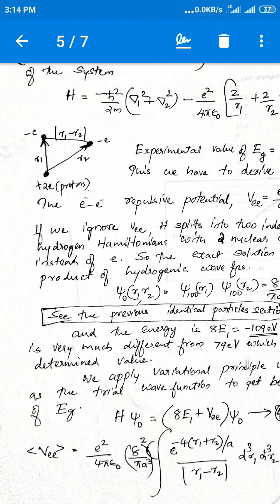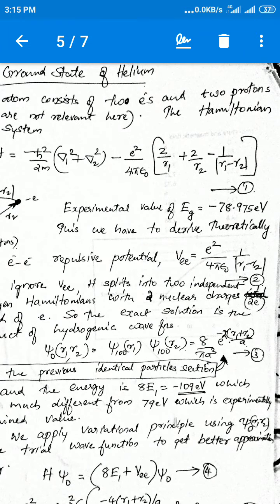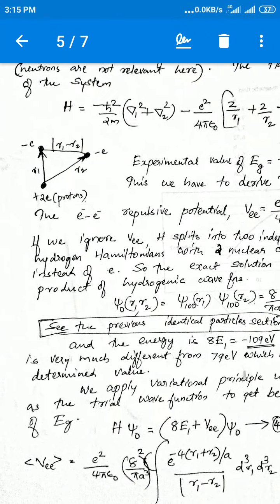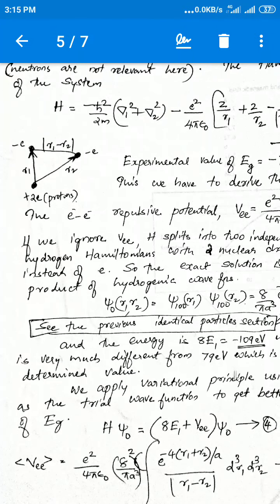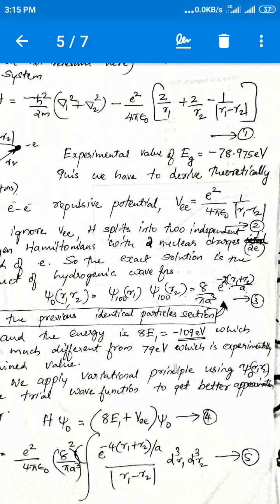We already found out the other term, E1. We know that is the expectation value of the remaining part of the H except V_ee. So let us now take the part with V_ee only. So the V_ee expectation is equal to, we know V_ee is plus e squared by 4 pi epsilon 0 times 1 over |r1 minus r2|. So e squared by 4 pi epsilon 0, we can take it out, and writing the wave function psi 0 as 8 by pi a cube into e raised to minus 2 (r1 plus r2) by a.